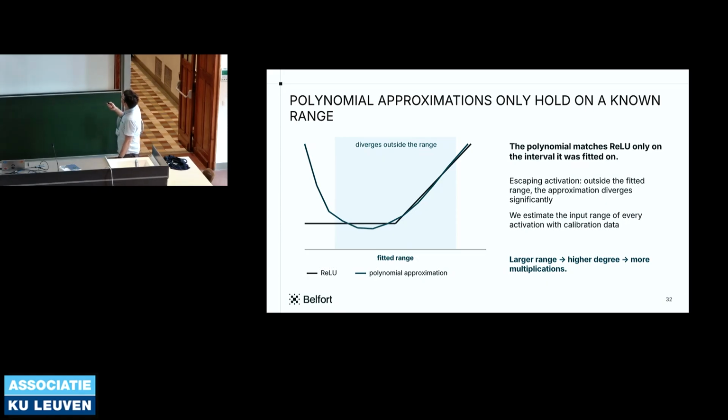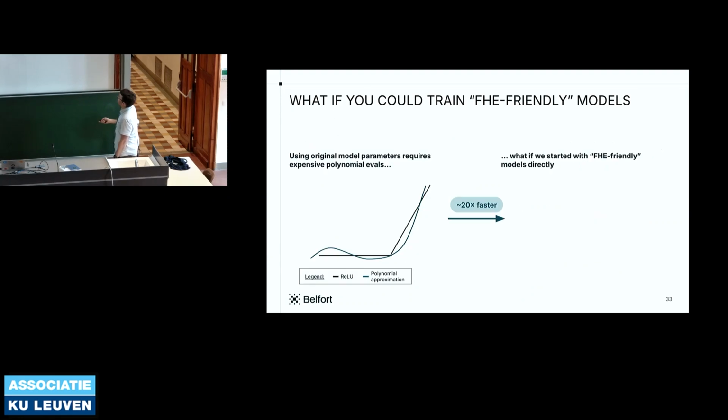Yes, then there's this concept of escaping activation, right? So if you have a point which is outside the range where you've approximated, then you're going to be in trouble, because the value that you're going to compute is going to be very different, and then this error is going to cascade to the other layers of the network.